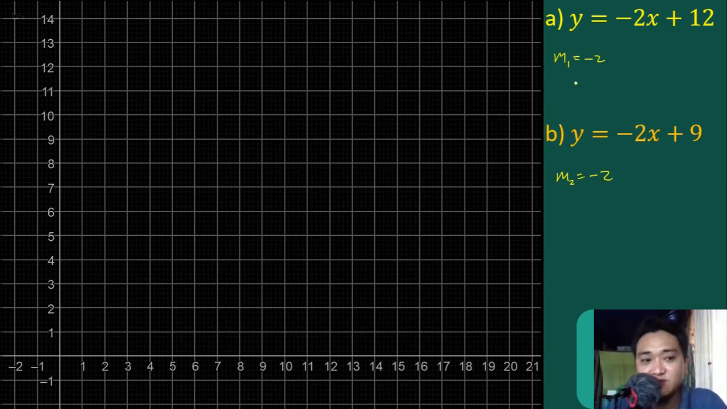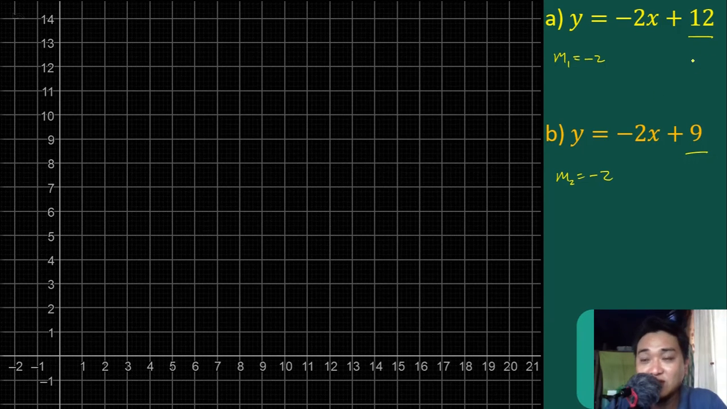Whenever their slopes are the same, if you could still remember from our previous videos, we have a hint or a clue na baka yung dalawang system is either coinciding or they are parallel to each other. So we will try to look at their y-intercept or the value of b, which is 12 and 9. Kung pareho talaga sila, meaning they are identical to each other, then we could conclude na yung dalawang system is coinciding systems or tinatawag nating dependent system.